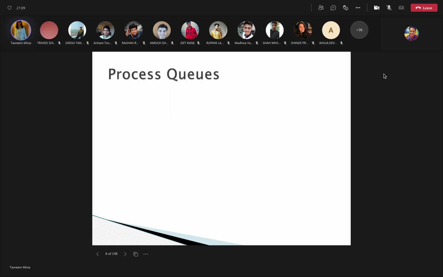What are different queues which are maintained by the operating system? So what happens here? The OS keeps track of processes with a set of queues. So you have actually 3 queues. One is nothing but a job queue, a ready queue, and a device queue. Again, I repeat, a job queue, ready queue, and a device queue. First of all, tell me what's a job queue?